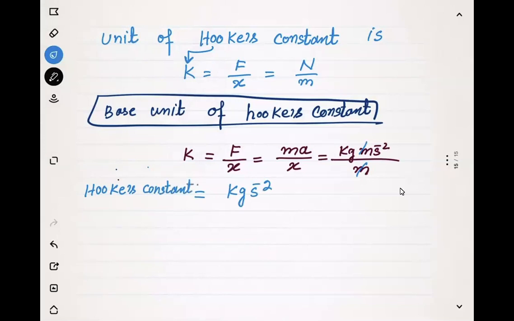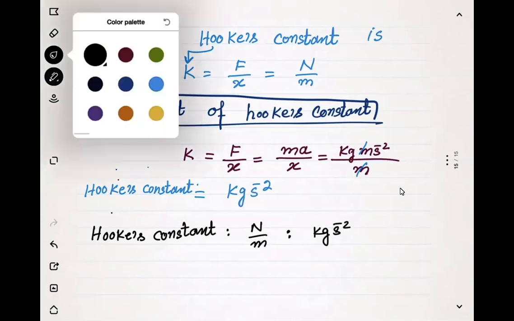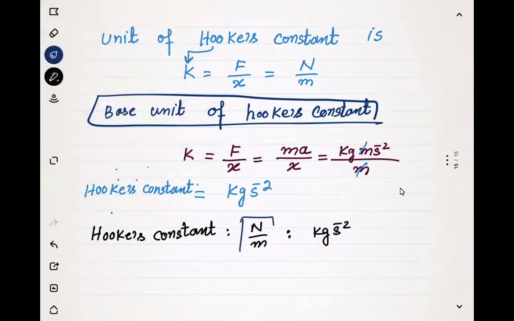Now for Hooke's constant, we can write: its unit is Newton per meter, and its base unit is kilogram second minus 2. So here we go with the unit, and here we go with the base unit.